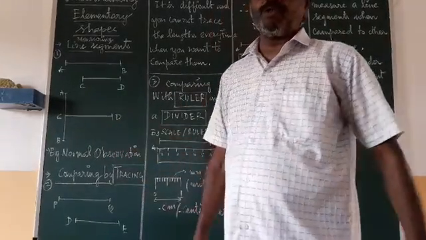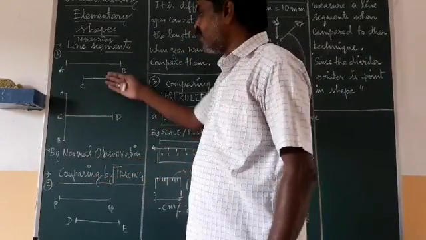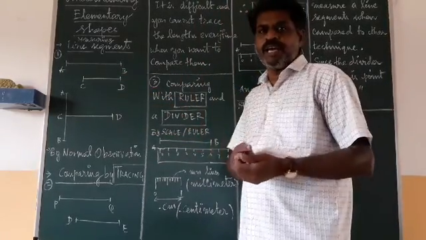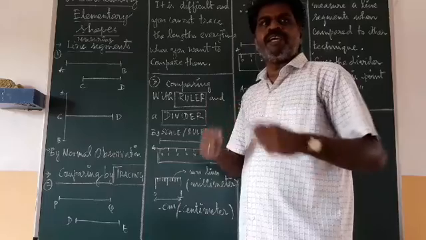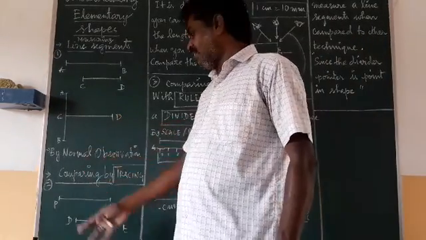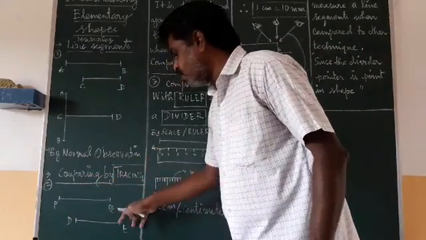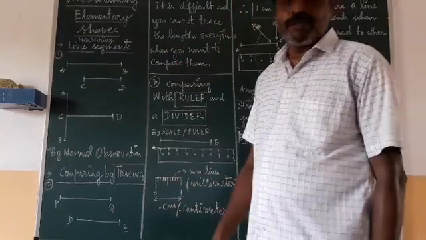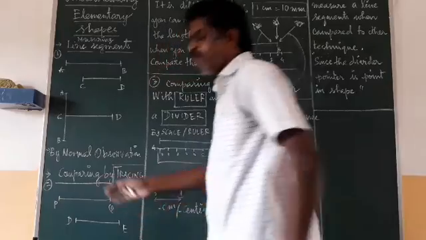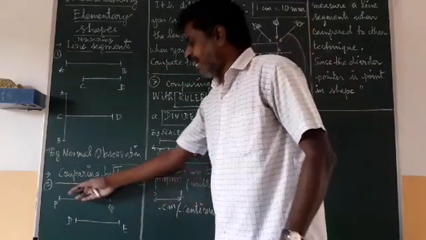Then what is the other method to compare lines? Second method, comparison by tracing. The first was just seeing the line segments and comparing which is greater and which is smaller. If both lines are almost equal, we cannot say which is greater or smaller, so we have to use another technique. What is that technique? Comparing by tracing. See two line segments PQ and DE. What you have to do is trace the line DE on a paper, keep it above PQ, match it, and see whether they are equal or greater or smaller. That is an easy method.